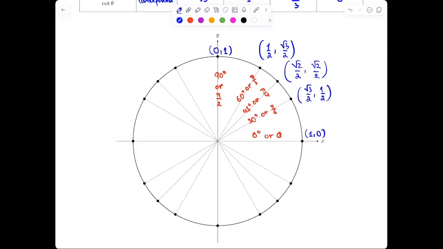So at this point, I hope that you are familiar with all of these angles and how you generate all of these components. All right.